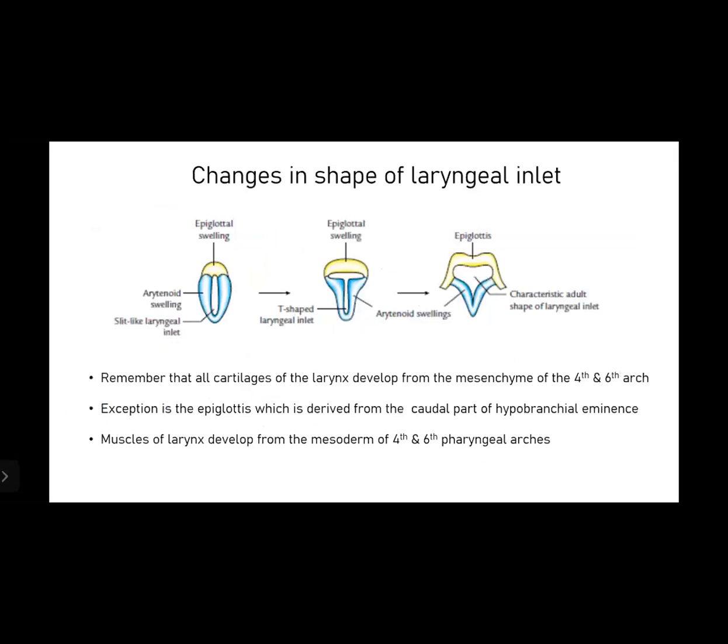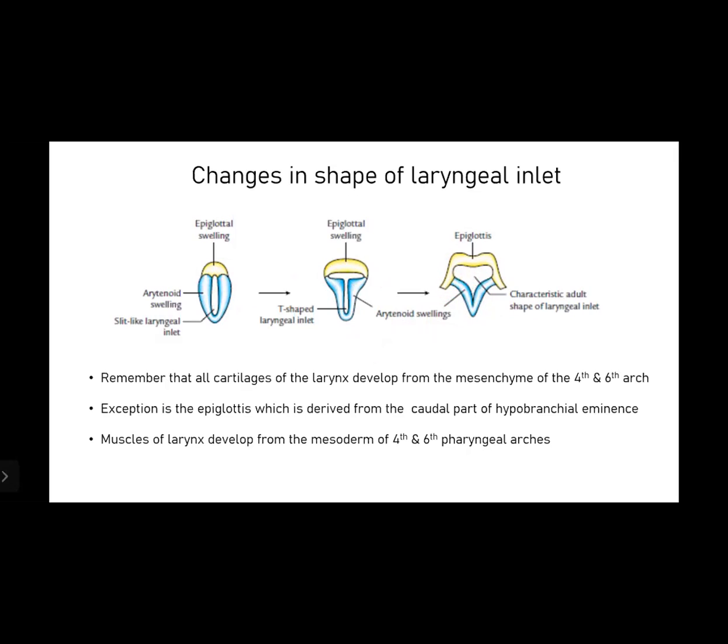If you look at the changes in shape, you have the laryngeal inlet here. It's a slit-like laryngeal inlet, and that is the epiglottis. You can see the arytenoid swellings developing on either side. And as the arytenoid swellings become larger, this inlet takes on the T shape rather than just being a slit-like opening. If you were to look into the adult laryngeal region, you would see the opening something like that, the characteristic adult shape of the laryngeal inlet.